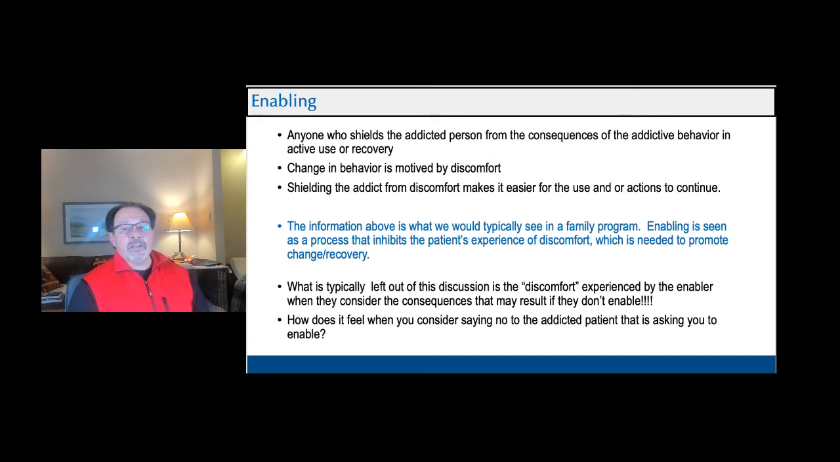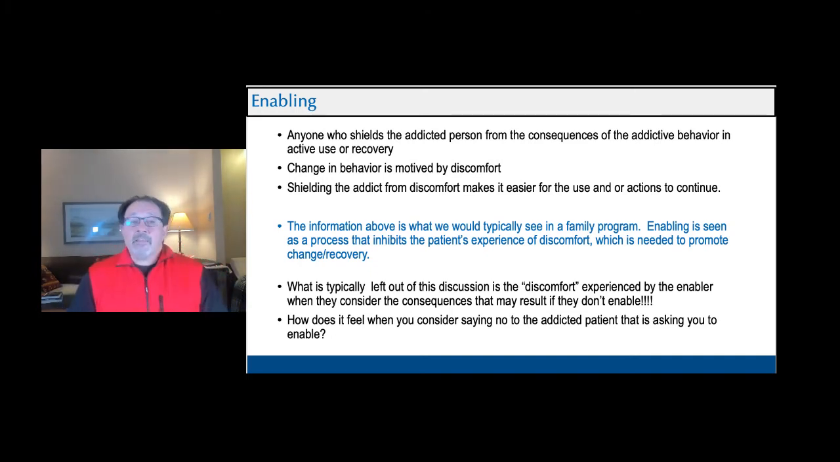So second part of the definition would be that change in behavior is motivated by discomfort. And so often we prevent our loved one from experiencing that discomfort while we take that discomfort on in the enabling process. And I think the last thing, so often focused on, is that shielding the loved one from experiencing their discomfort makes it easier for them to use or for their actions to continue.